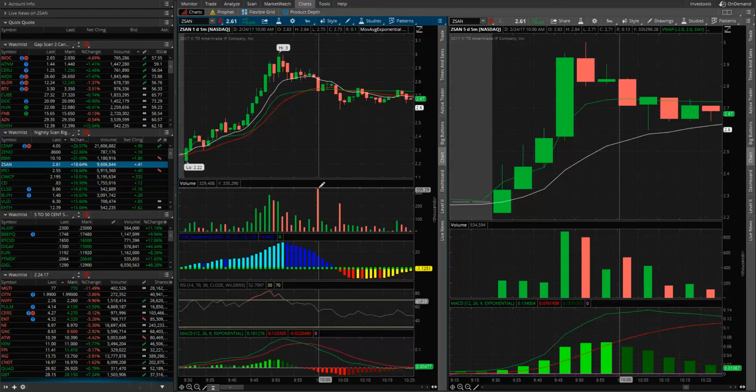I wanted to make a video about these scanners that I run and entry points on stocks, like how do you look for your entry and your exit and whether you're going long or short.